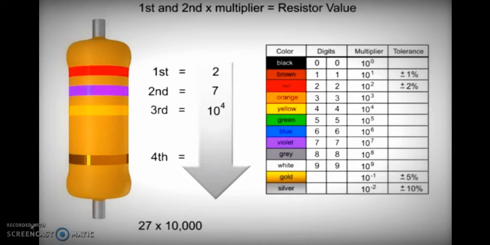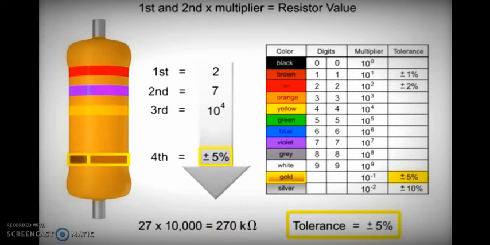The entire value is 27 times 10,000 ohms, as it is 10 power 4. And the 4th band is gold, which is a tolerance band in this case, so here the tolerance will be plus or minus 5% as indicated from the table. So the entire value of the resistance is 270 kilo ohms.